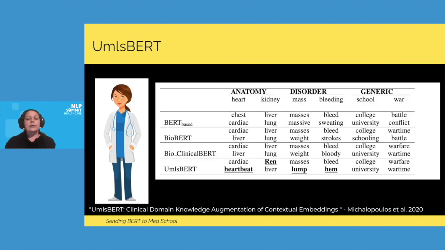And what we can see here is that when we ask different types of BERT to predict words most similar to different medical terms like heart, kidneys, mass, we see that instead of predicting common words that are not necessarily clinically related, like BioBERT that predicts liver for heart or weight for mass, UMLS BERT actually predicts more rare words that have a very strong clinical relation to the medical terms, like heartbeat for heart or lump for mass. So the reason I really like UMLS BERT is that it's very simple. It does a very small change in BERT and already gives BERT more knowledge than it had, and in not a very specific or complicated way.